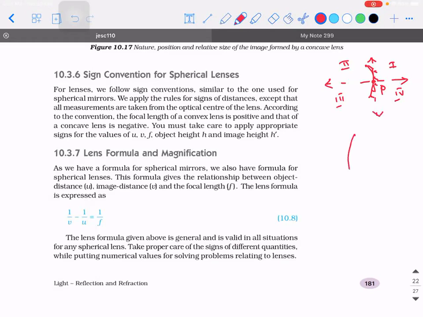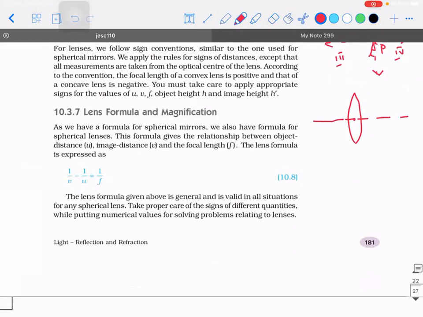Now, what are we supposed to do with respect to a lens? You need to take the optical center as the origin and divide it into 4 parts, such that this becomes the first quadrant, second quadrant, third quadrant, and fourth quadrant. The same logic is applicable.